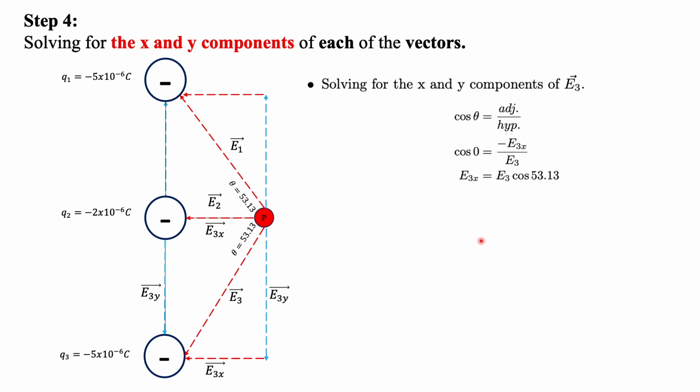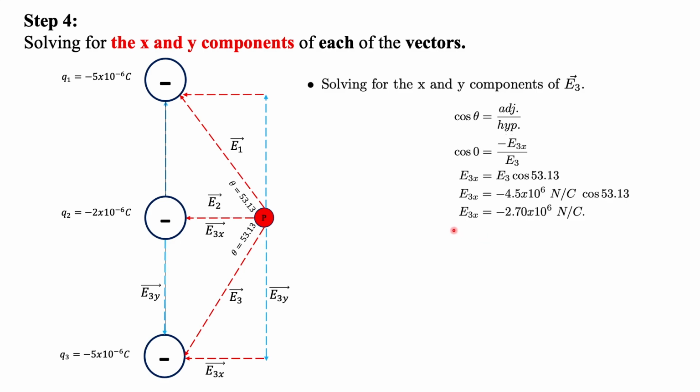This should have a negative sign over here: negative E3 cosine 53.13. So when you substitute the appropriate values, you end up with E3x is negative 2.70 times 10 to the 6 newtons per coulomb. And actually, you get the same measurement of x component as E1x because that's very obvious in the geometry of the problem. If it's not, try to pause the video and look at the symmetry or the geometry of the problem, and why E1x and E3x have the same x components.